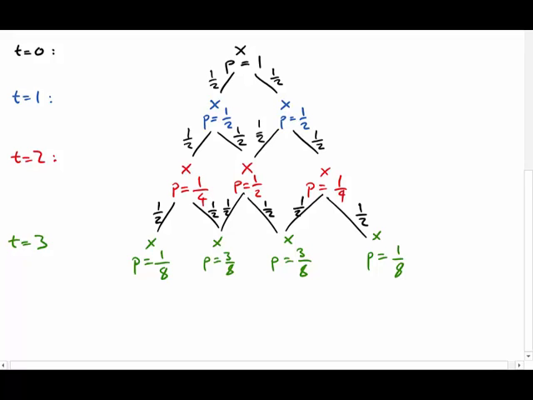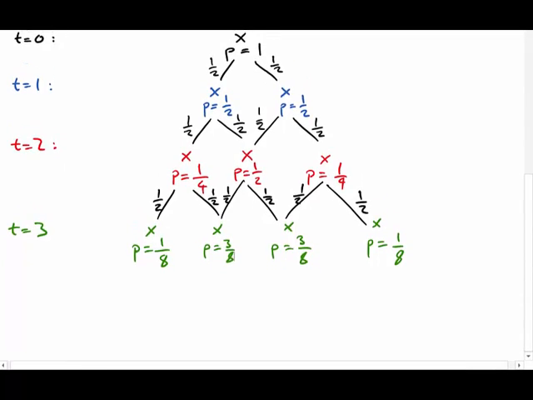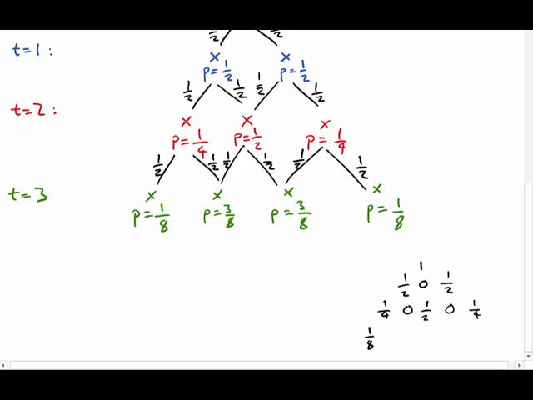If I draw it out again, corresponding to probabilities, without all the lines and everything: we've got 1, then half, 0, half. Then we've got a quarter, 0, half, 0, a quarter. And then this one here is going to be an eighth, 0, 3/8, 0, 3/8, 0, and an eighth. I'm just saying that the probability we end up in this position at time equals 3 is 0, because that's where we were in the last position. So basically, we can carry on going like this.